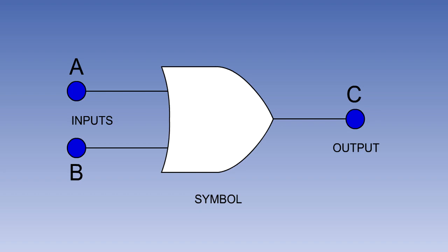The next gate we are going to look at is the OR gate. The symbol for this gate is being displayed on the screen. The OR gate may have any number of inputs. If one or more of these inputs is 1, then the output will be 1. The OR gate will only give a 0 output if all of its inputs are 0.